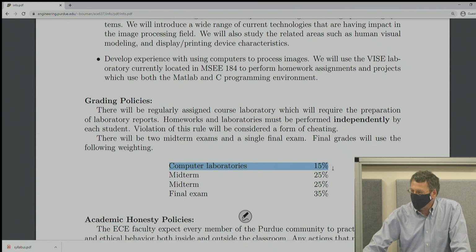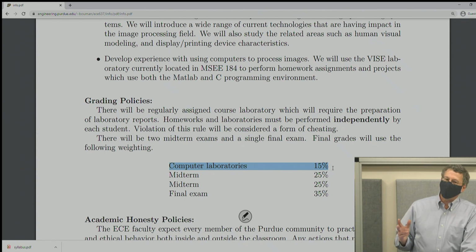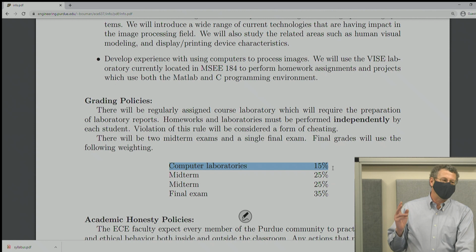Here's my thing about the computer laboratories. Everybody should be able to get 100% on every laboratory, okay? Because if you don't know how to do something, the TAs.